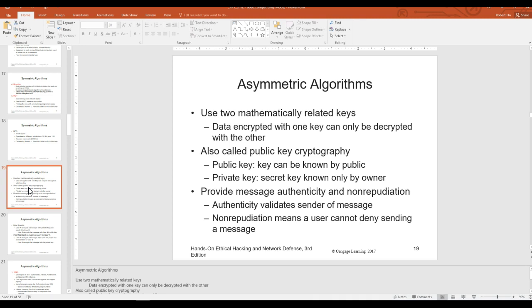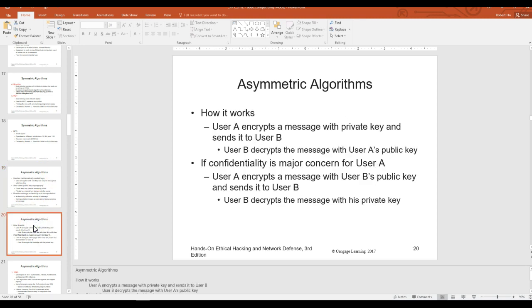Non-repudiation means the user cannot deny. A user cannot deny sending or receiving the message, right? You cannot say, oh, I didn't receive that message. We have proof that we sent it to you and you opened it. Okay, so how does it work?